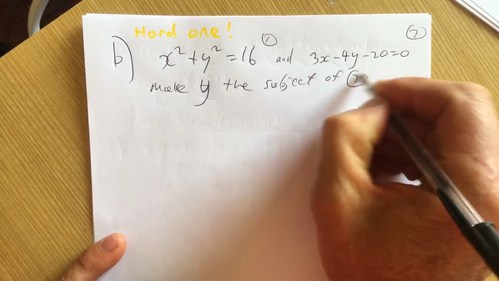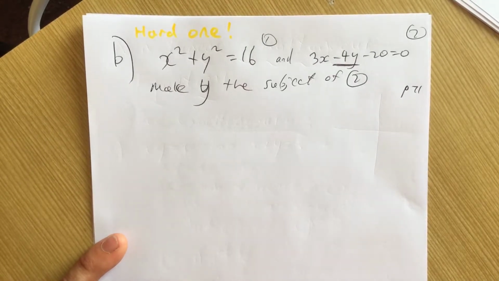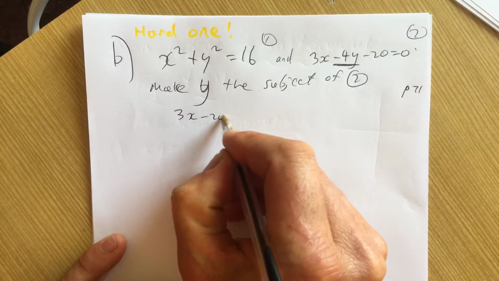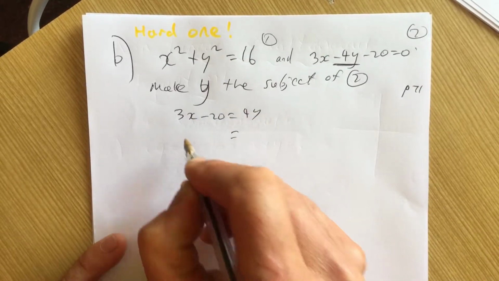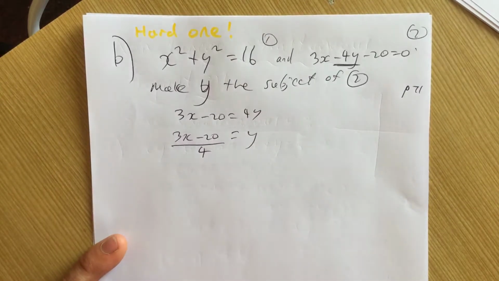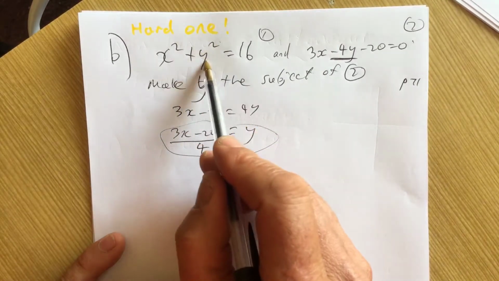So make y the subject of equation 2. I've got to get that on its own. So what I'll do is I would add the 4y to the other side. 3x minus 20 equals 4y. Divide by 4, 3x minus 20 all over 4 equals y. And then that fairly horrible thing has to go in where y is here.